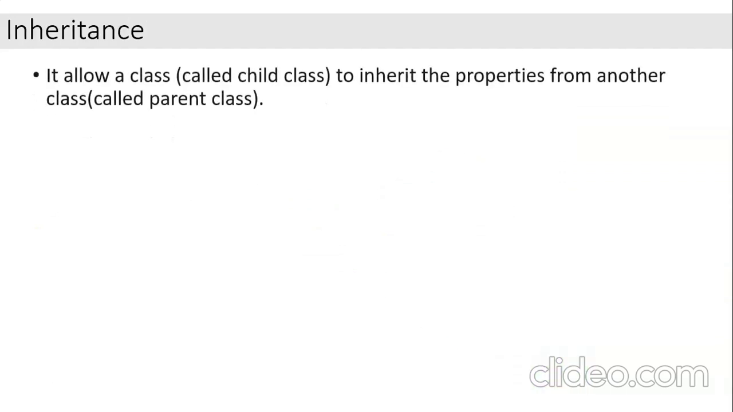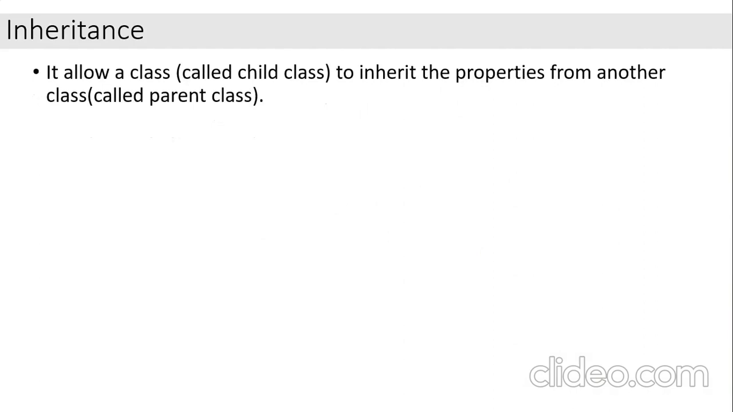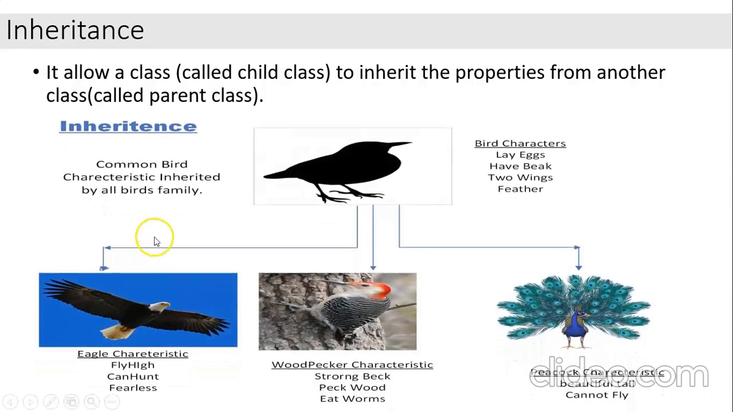Now last is inheritance. It allows a class, called a child class, to inherit the properties from another class called the parent class. Now let's look at some real life examples. Let's look at the bird family. The bird's characteristics: lay eggs, have a beak, two wings and feathers. These four are characteristics of a bird. Now look at a specific type of bird, the eagle. Besides these four properties, it can fly high, can hunt, and is very fearless. So the eagle has these four properties like legs, beak, wings, feathers, plus it flies high, can hunt, and is fearless.